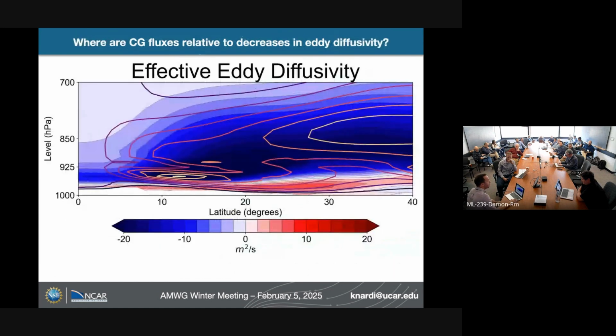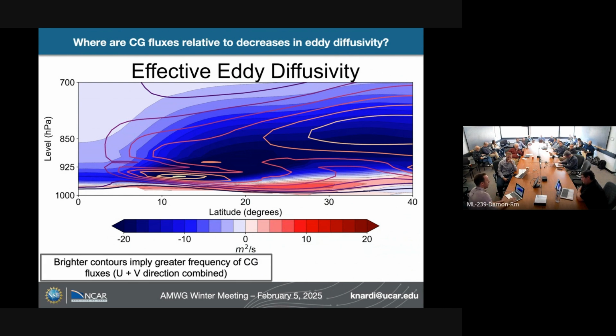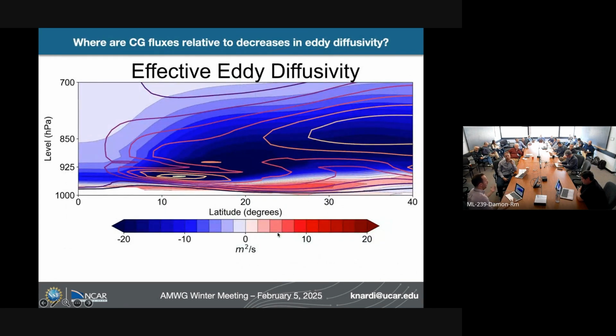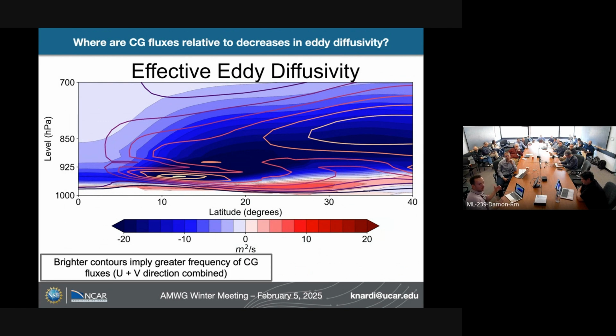I'll show there. So I also just wanted to show the spatial relationship between the change in effective eddy diffusivity and where counter gradient fluxes are occurring. So this plot is just a zoomed in version of this plot here. When we add counter gradient fluxes, what do we see with effective diffusivity? And what I have overlaid here is the combined frequency of counter gradient fluxes.